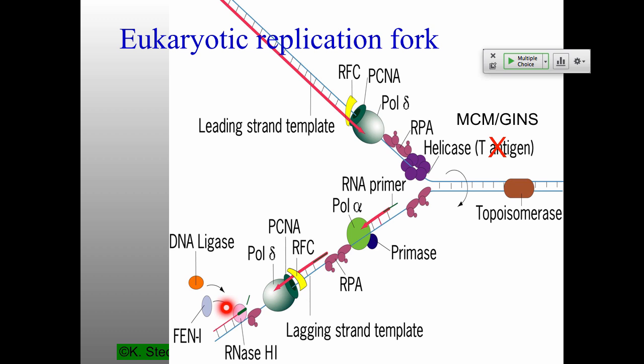Then, when you end up at the end of your Okazaki fragment, you're trying to get rid of your primers. There's RNase H, just like you have in E. coli. But there's also another new thing, which is called FEN1, down here at the bottom. Now, FEN1, what does FEN stand for? It's the flap endonuclease.